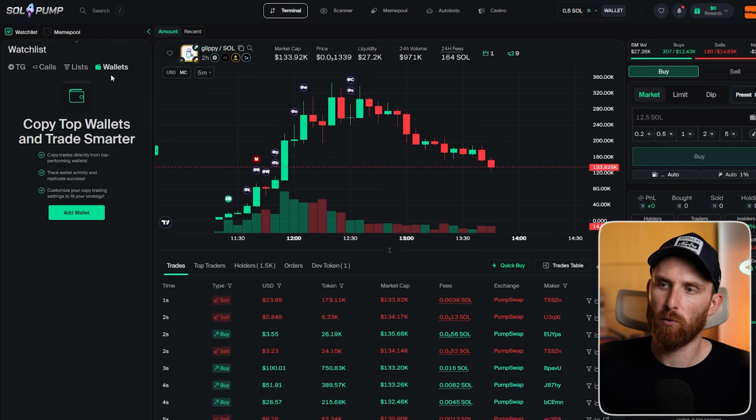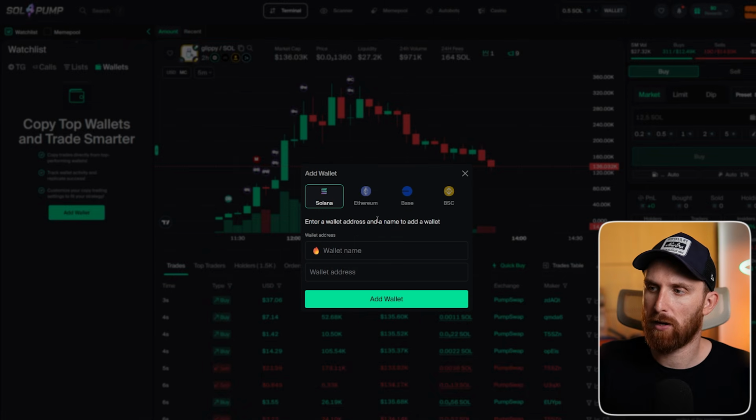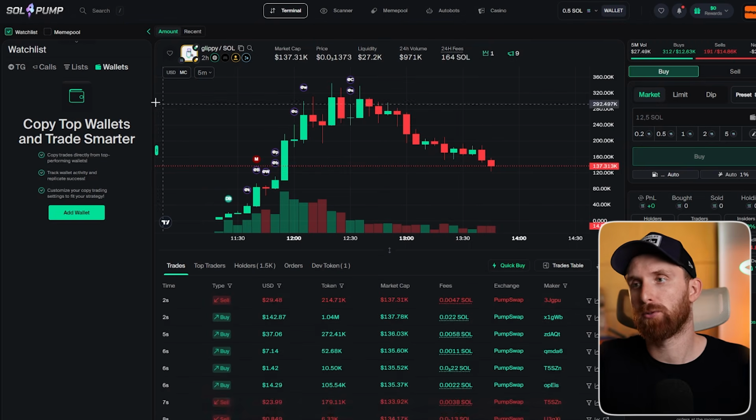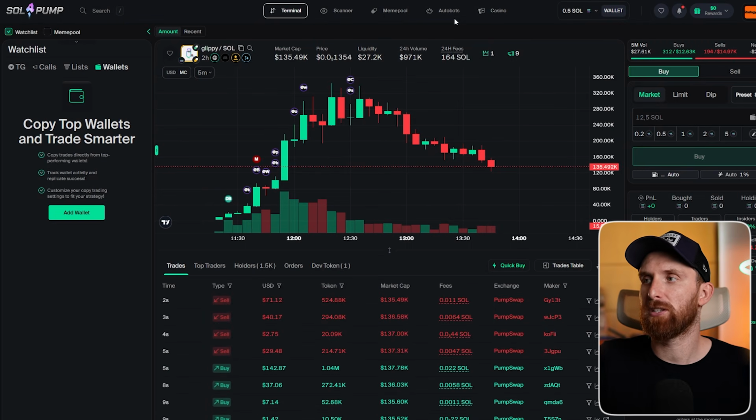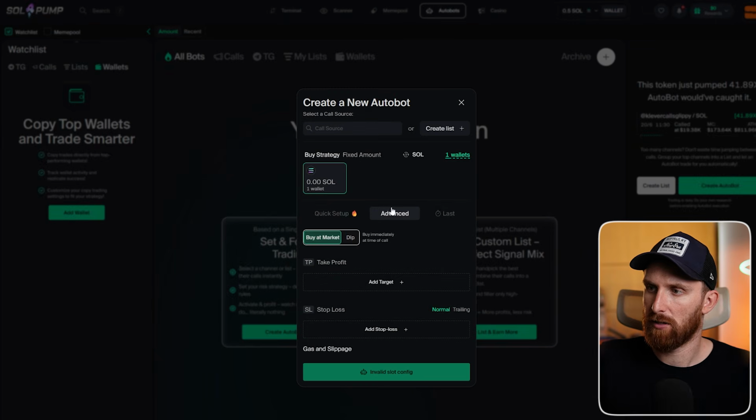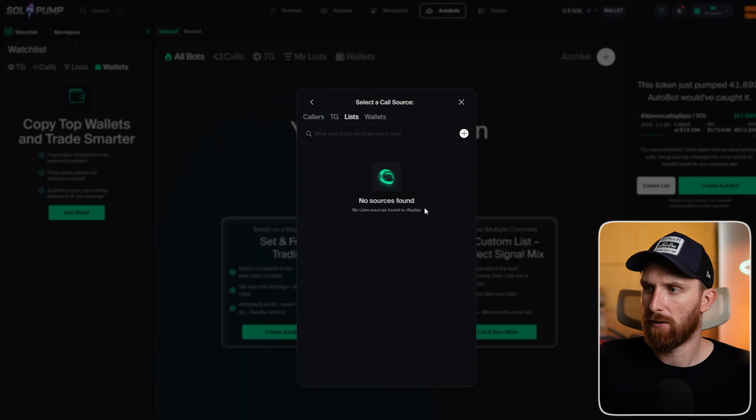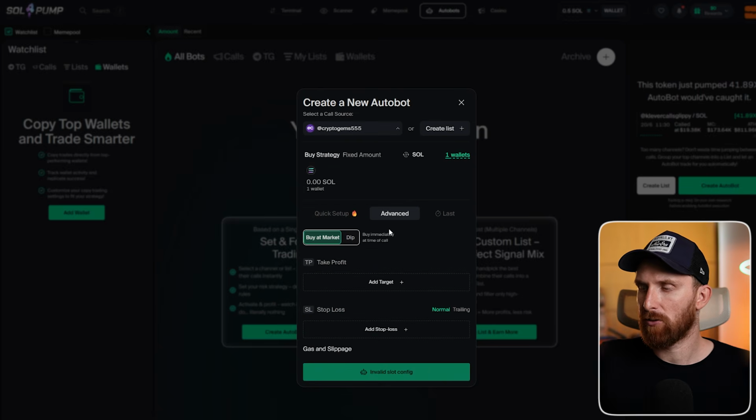Also, you can select different wallets. So if you see some wallet performing really good, you can add this wallet address, name it, and also copy trade. And if you want to see all the different bots, click Auto Bots, and you get the same window. Select the bot, select who you want to copy, the callers, people from your Telegram, from a list, or some wallet you like to copy. Just select it, and all the same settings.